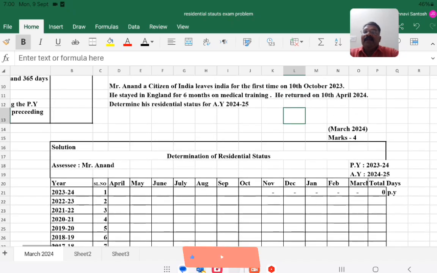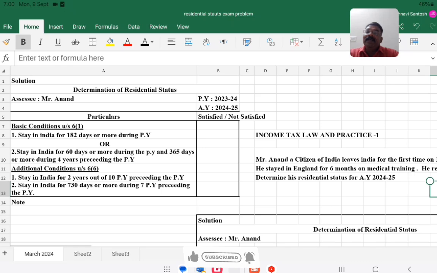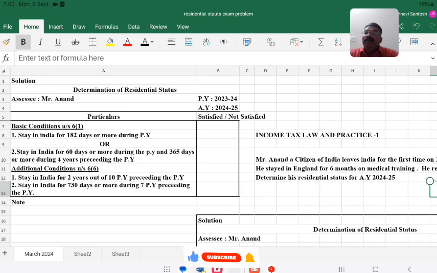The other one is very important. This is the determination of residential status based on the number of days. After calculating the number of days, we find out whether an individual is a resident or non-resident. If resident, whether he is resident and ordinarily resident, or else resident but not ordinarily resident. We will know this from this chart. An individual must satisfy the basic condition under Section 6(1) and the additional condition under Section 6(6).